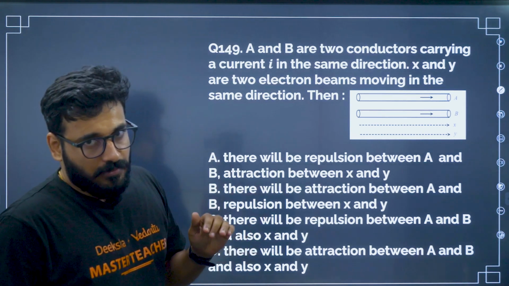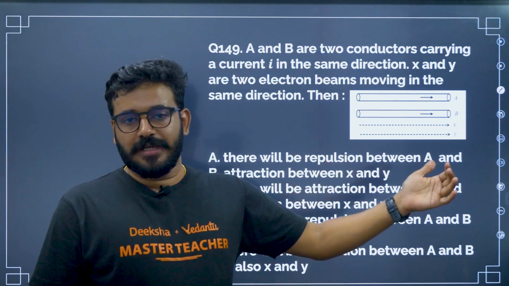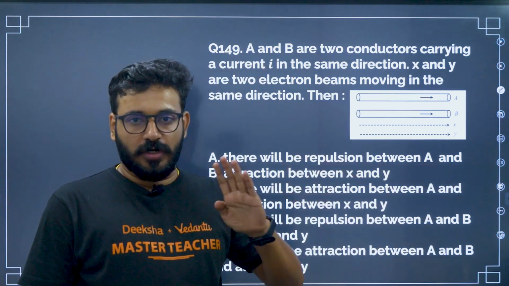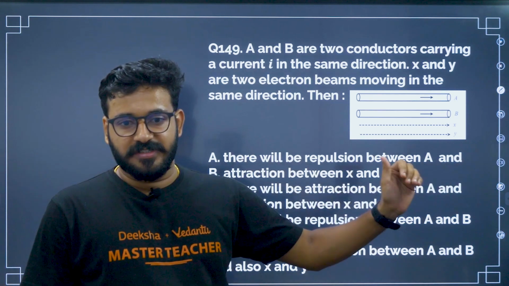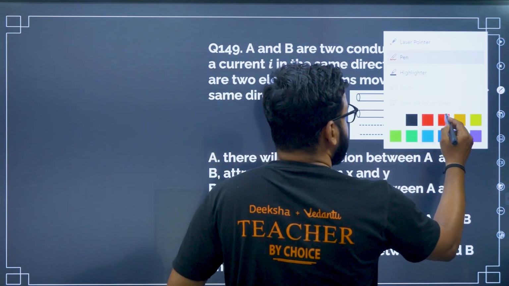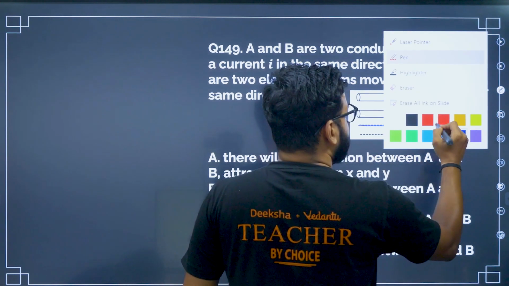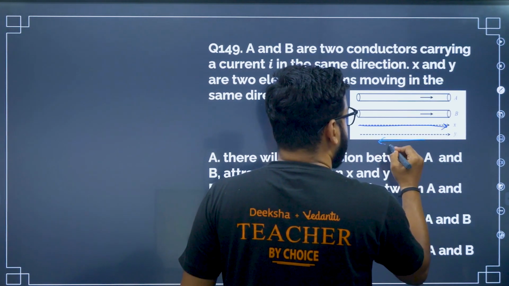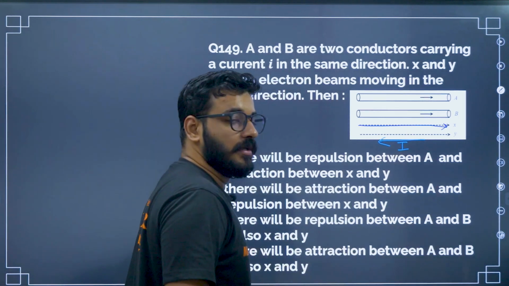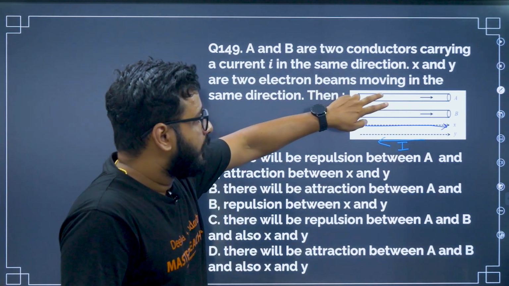Then, when you have an electron moving in the same direction, first of all we need to know that the conventional current direction is opposite. If the electron is moving like this, the conventional current direction is in this direction. So X and Y are moving in this direction, which means the conventional current direction is in the opposite direction. A and B are in the same direction.